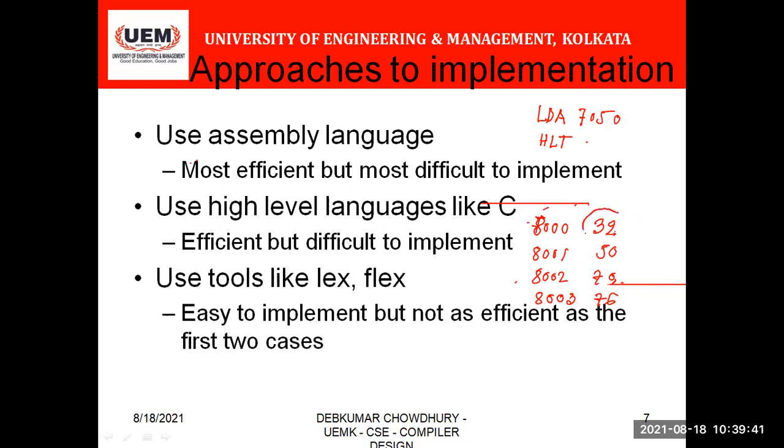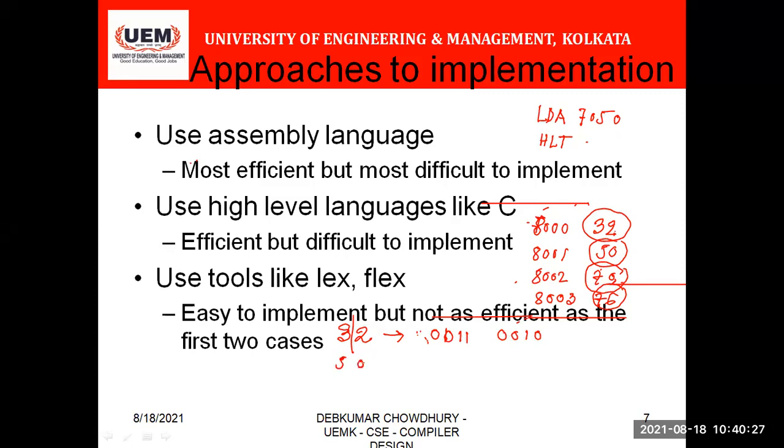Now 32 is the assembly code, and it can easily be converted into binary code. 50 can easily be converted into binary code, and 70 as well, and 76 also. How is 32 converted? Very simple to understand: 32 is segregated into two parts, 3 and 2. So 3 is converted as 0011, then 2 as 0010. This is how 32 can be represented.